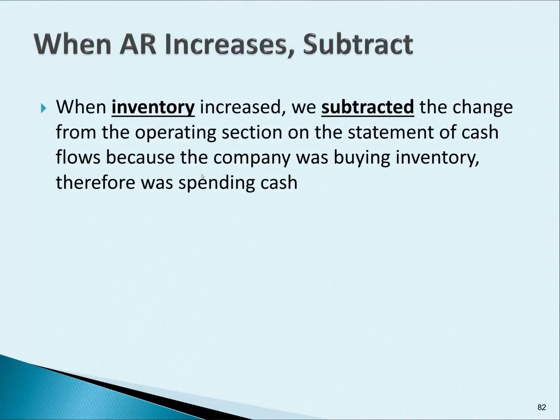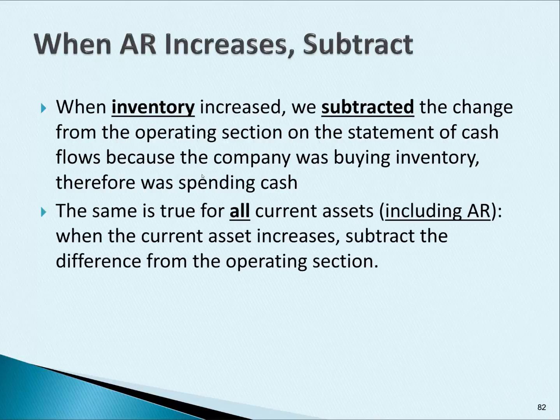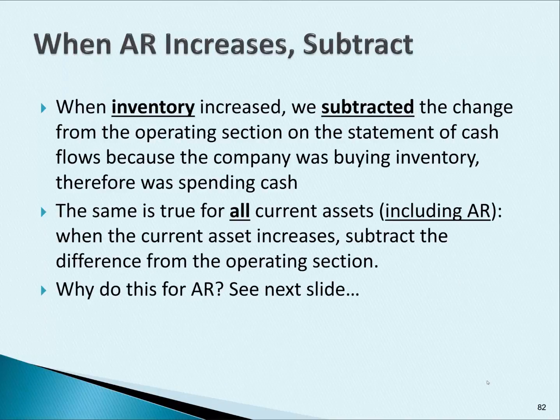So when inventory increased, we subtracted the change from the operating section because the company was buying inventory, therefore was spending cash. And as I said earlier, the same is true for all current assets, including AR. When the current asset increases, subtract the difference from the operating section. But why do this for AR? Does that make intuitive sense? If AR increases, we should subtract. For most students, this is not intuitive, so we're going to show this step by step on the next slide.